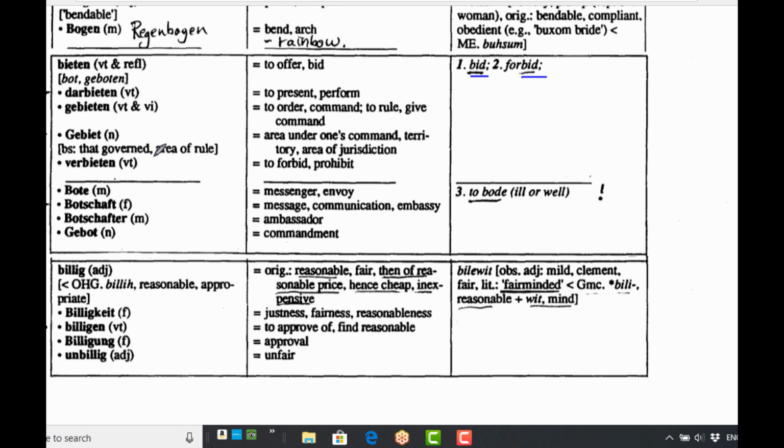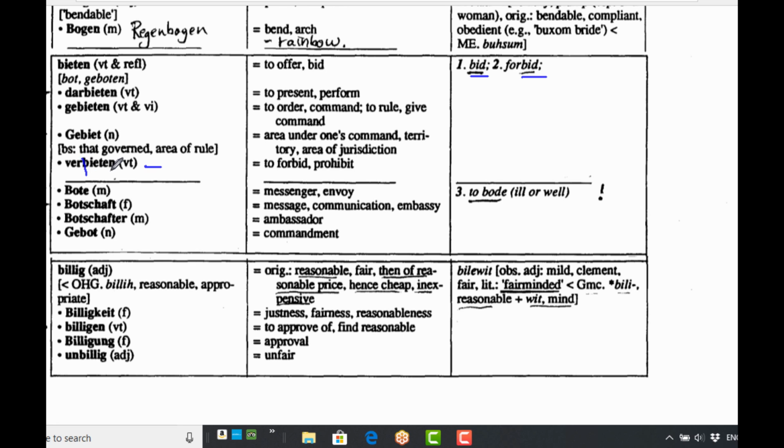So if you have an area of study, that's your Gebiet, then you've already learned it very well, wouldn't you say? Absolutely. Just sort of rambling about that, but anything like that you can connect. Then verbieten is to forbid, working for the opposite of the meaning of the root word.